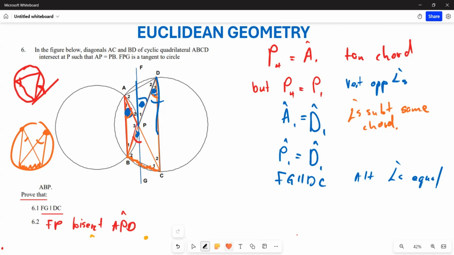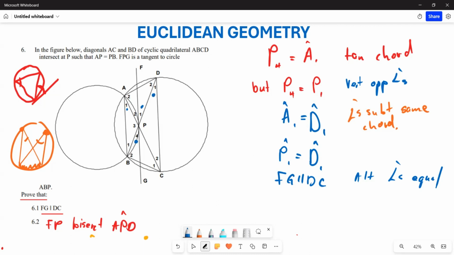Now 6.2 requires us to what? It requires us to prove that FC bisects APD, right? Now let me just remove all these things here so that I can be in a position to also understand these, right? But let me just leave the blue angles, so that you can still make reference to those angles which are equal to each other, right?